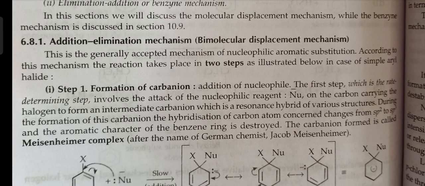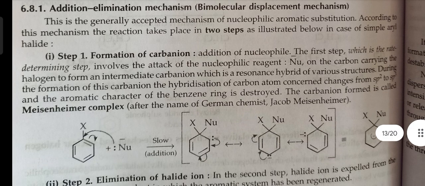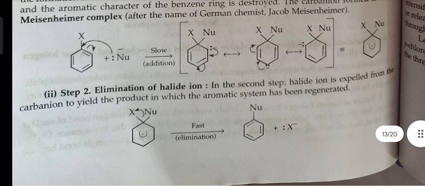Addition of nucleophile. The first step, which is the rate determining step, involves the attack of the nucleophile on the carbon carrying the halogen to form an intermediate carbanion, which is a resonance hybrid of various structures. During the formation of this carbanion, the hybridization of the carbon atom concerned changes from sp2 to sp3 and the aromatic character of the benzene ring is destroyed. The carbanion formed is called Meisenheimer complex. Step 2, elimination of halide ion.